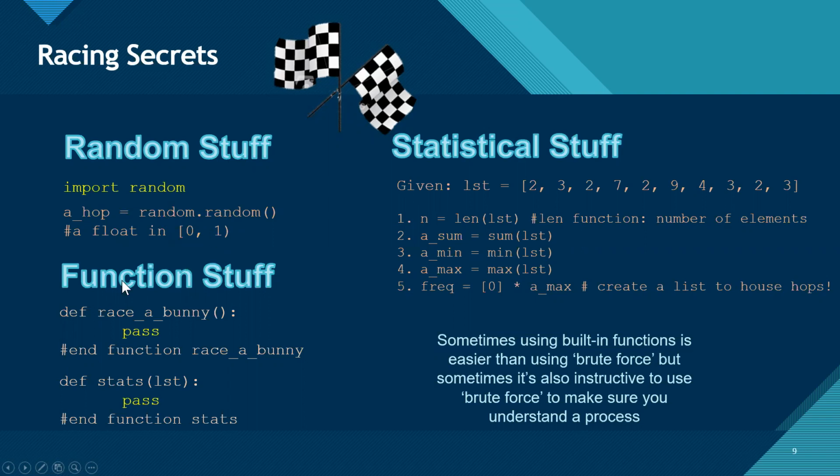Now, function stuff, I'm a big proponent of writing functions to do stuff. We already alluded in the main event that we have race a bunny and we have stats. The difference between the two functions is that one does not take parameters and one does. I often make a difference between those two things. One is a return function: race a bunny is going to return the number of hops for one bunny. And then stats is just going to be printing stuff out. So it's not return, it's just doing its job.